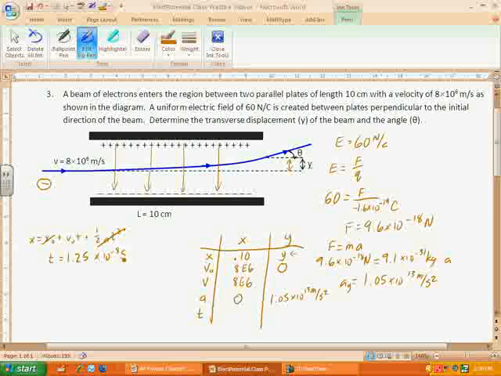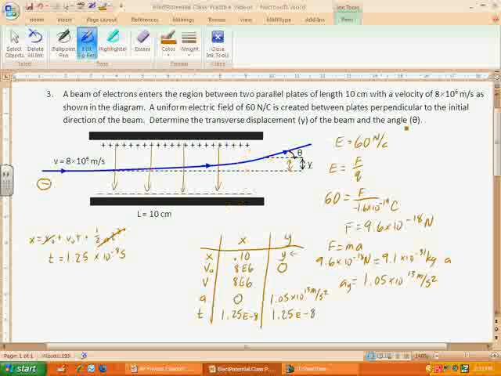Okay, so let's go ahead and put that in. 1.25 times 10 to the negative 8th, which will be the same time for this one. That tells us how long it's spending inside the parallel plates. Now assuming that the electric field is constant between there, then once it gets out, it's going to be released from the field.